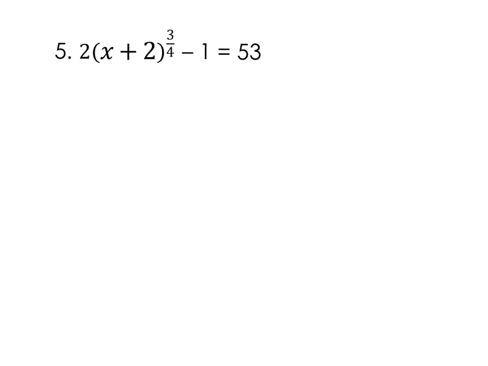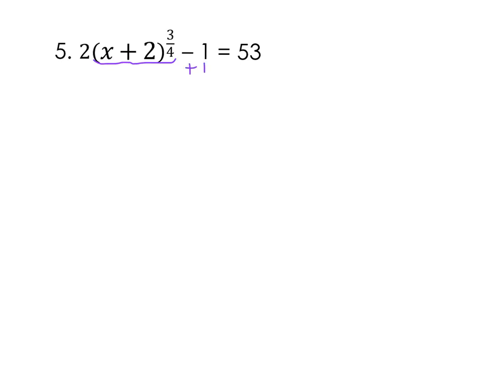2 times x plus 2 to the 3/4 power minus 1 equals 53. Ooh, all right, let's first identify what our base is. Remember, that's anything that has the exponent attached to it. In this case, it's this entire parenthesis. We need to not only get rid of the 2 on the outside, but the negative 1 at the end. This is where order of operations is critical. When we're solving, we get rid of anything that's being added or subtracted first.